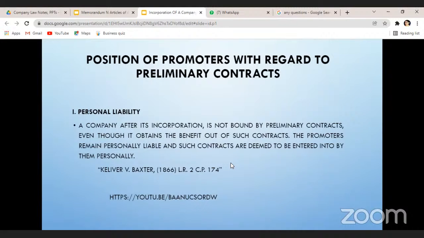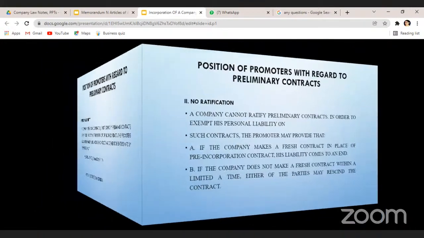The promoter is liable for the preliminary contracts that are entered by him, and these contracts are deemed to be entered into by him personally. Okay, so the company will not pay on these. Only the promoter is responsible for any disputes of the preliminary contracts.